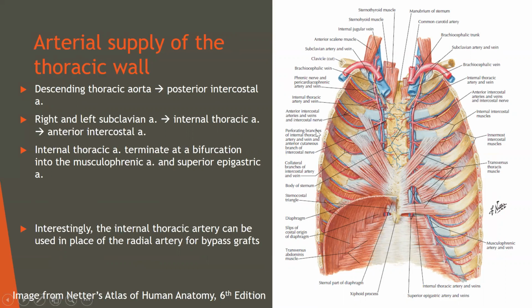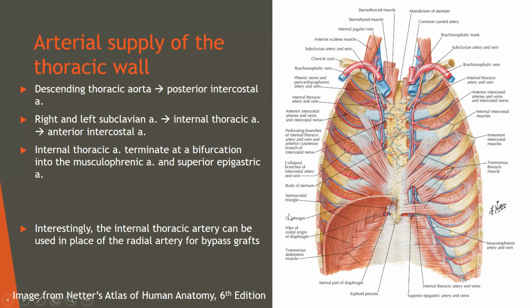Your internal thoracics then eventually will bifurcate and become your musculophrenic and your superior epigastric arteries. Superior epigastric is second year content. You don't really need to know much about it. Musculophrenic is diaphragm. I don't remember if that's first year content or not. It's all sort of blurred into one. So we'll talk a little bit about the diaphragm and assume it is.